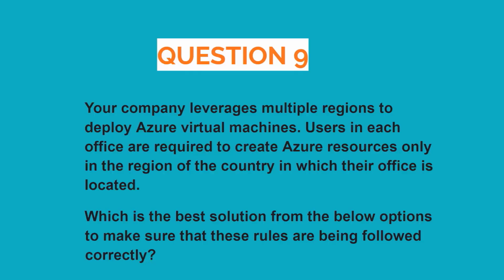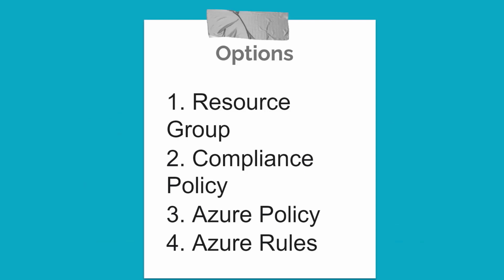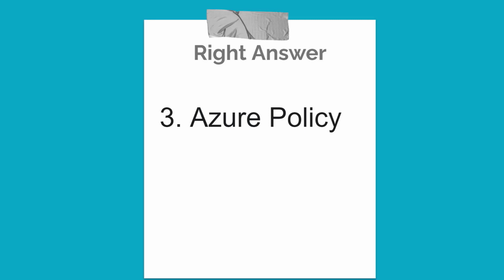Question 9. Your company leverages multiple regions to deploy Azure virtual machines. Users in each office are required to create Azure resources only in the region of the country in which their office is located. Which is the best solution from the below options to make sure that these rules are being followed correctly? Option 1. Resource Group. 2. Compliance Policy. 3. Azure Policy. 4. Azure Rules. Right answer is 3. Azure Policy.